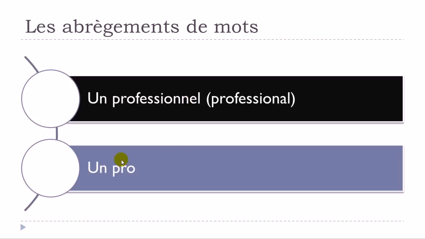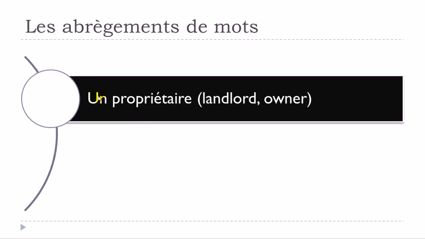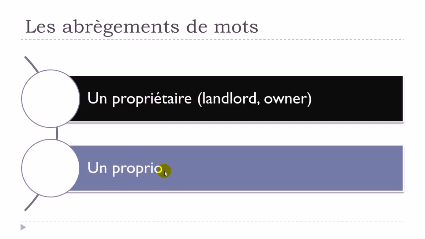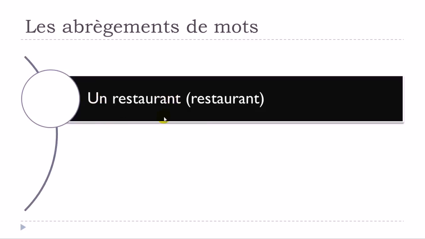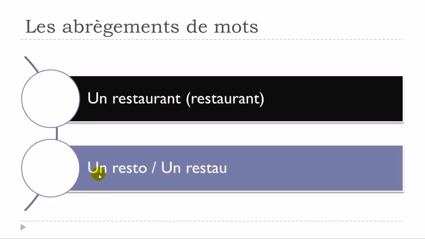Un professionnel will become un pro. Okay, so un professionnel, un pro. Un propriétaire will become un proprio. Okay, so un propriétaire, un proprio. Un restaurant will become un resto. Okay, so you can see that here you've got another way of writing it, but phonetically it's exactly the same, so un resto, whether with O or with AU, it's resto, the same way. Un restaurant, un resto.